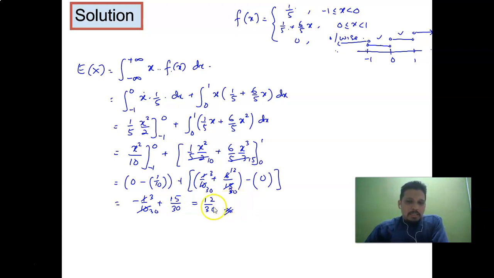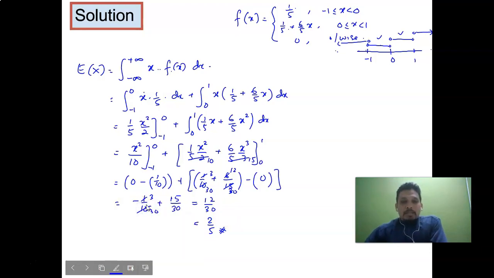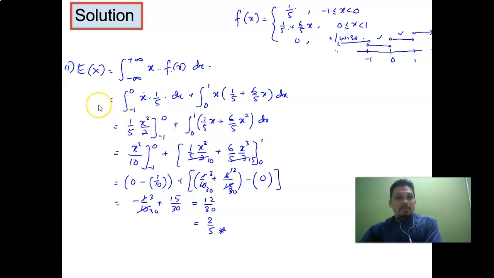Simplify this, which I think we can simplify. Divide by 2. 6 times 2 equals 12. 6 times 5 equals 30. So 2 over 5. So that is the result of the expected value of x for question number 1.